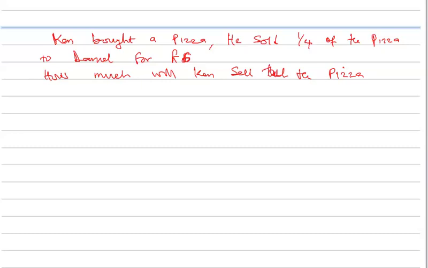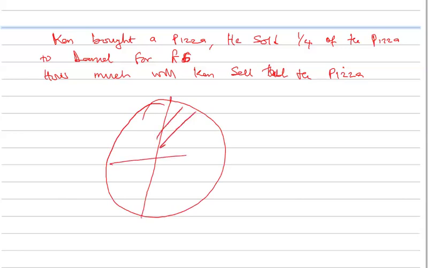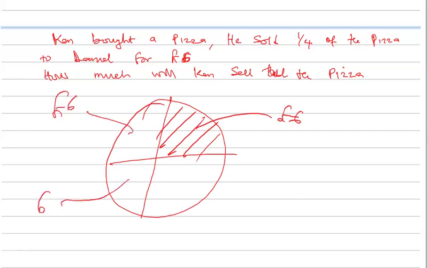Now let's look at it together. So look at this one. He sold it, so we can just draw the listing there. One side of it is what? It's £6. So it's going to be £6 here too, and £6 there, and £6 here too. So that's going to be £24.